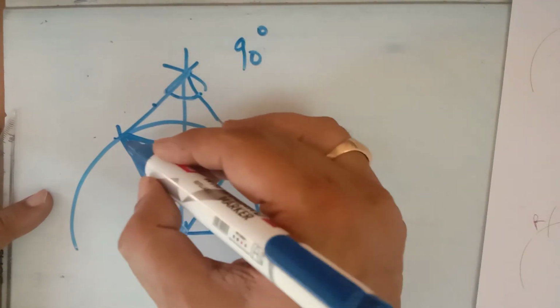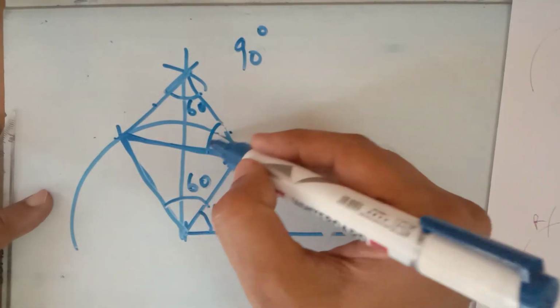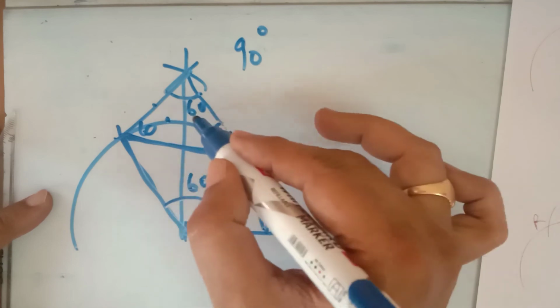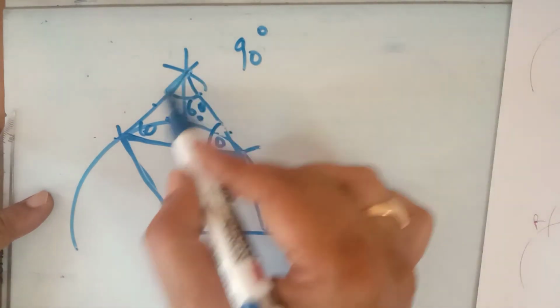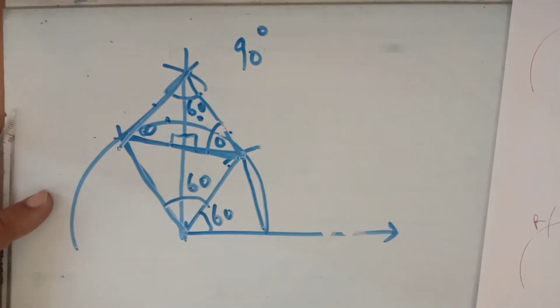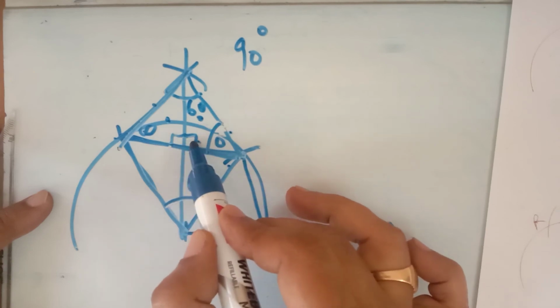The yellow distance and the yellow distance are equal. This is also a 60 degree angle. Now these two triangles are congruent. So when you prove these two triangles are congruent, these two angles will be equal and collinear. When these two angles are equal and collinear, this will be 90.